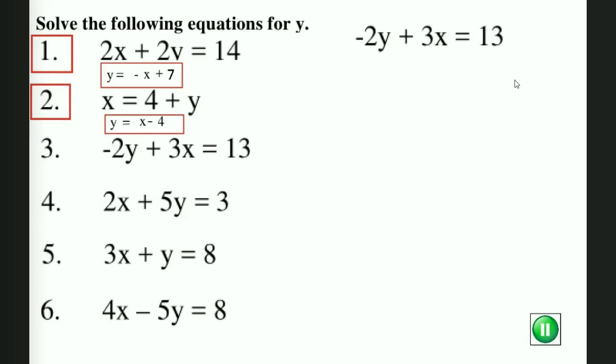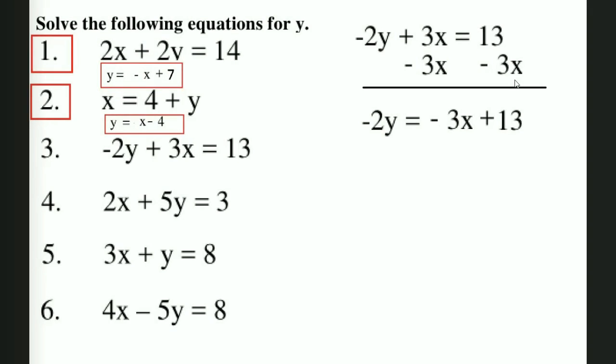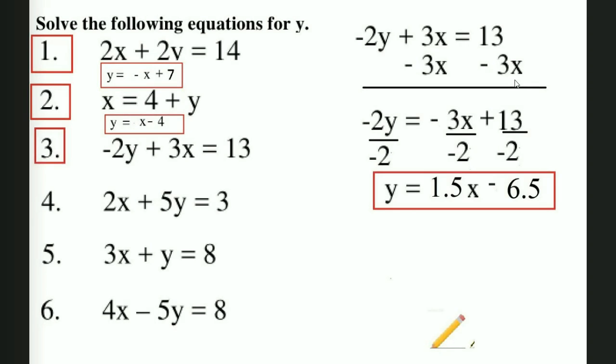Number 3, we have negative 2y plus 3x equals 13. Our first move is this. We subtract 3x from both sides. Once we do that, we have negative 2y equals negative 3x plus 13. So at this point, all we do is divide all our terms by negative 2, because we have to end up with just y equals something times x plus or minus some number. So we divide by negative 2. And we end up with y equals 1.5x, and that 1.5 comes from negative 3 divided by negative 2, minus 6.5, and that's 13 divided by negative 2.